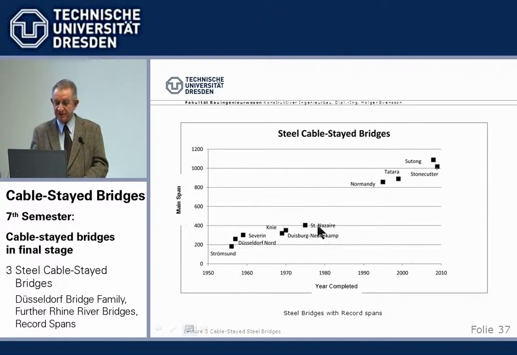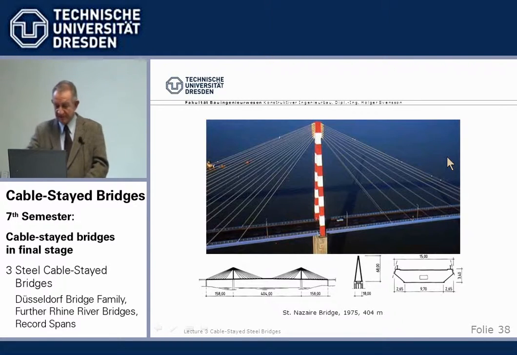But don't extrapolate this line now into infinity. We don't know how it goes on. Probably it will slacken off a little bit. But since here, say, Saint-Nazaire and so on, it's a straight line. Okay. Saint-Nazaire took the record, 404 meters, in 1975. That's across the mouth of the Loire River in France.